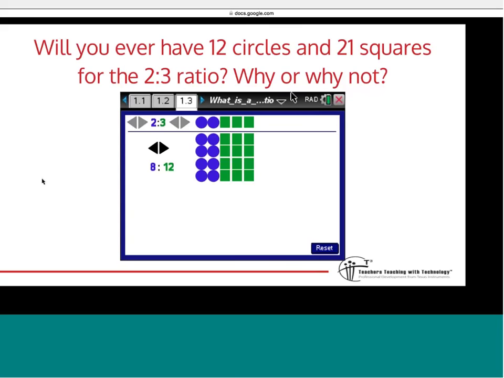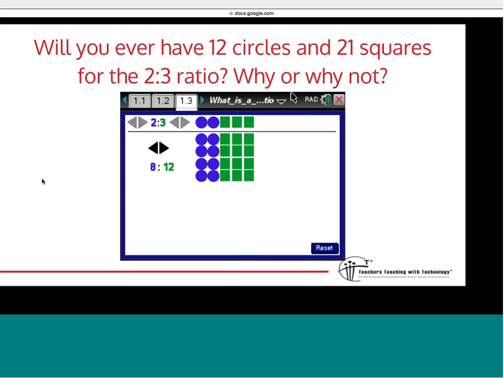Okay? And that ties really nicely to this picture. Similar discussion of no, because 12 circles would be 6 copies of the initial pattern, while 6 copies of the squares would be 18, not 21. So some great explanations there, really making use of this visualization and the idea of copies of that initial ratio.